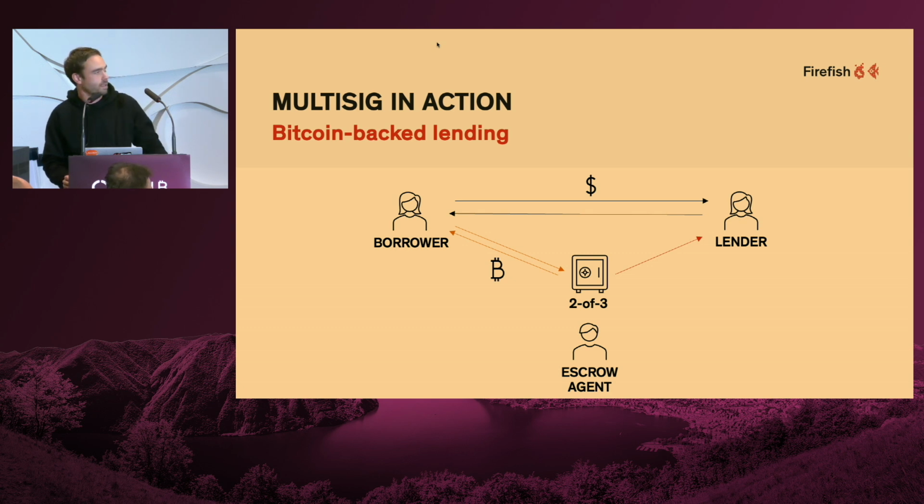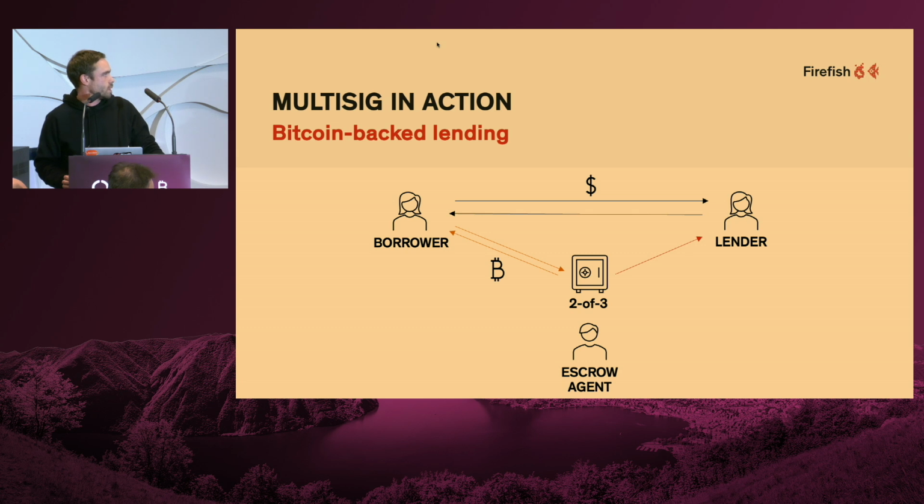It would be like, bro, I just repaid the loan. Please sign this transaction that I proposed that is returning the Bitcoin to me. And the lender would most probably sign off on it. If not, probably the escrow agent would jump in and resolve the situation. They would just provide a second signature to the transaction that returns the collateral back to the borrower in case of the repayment.